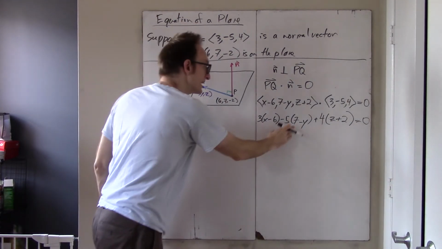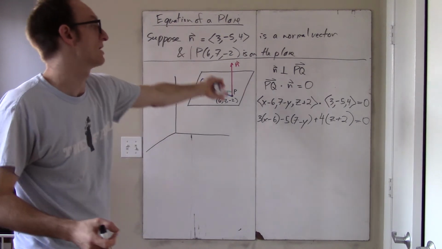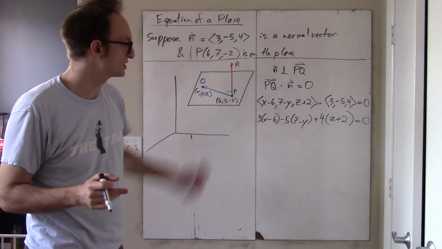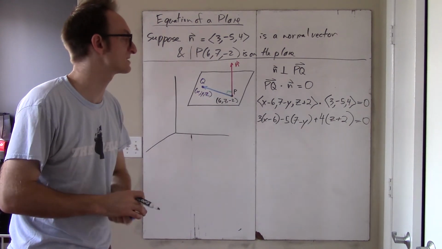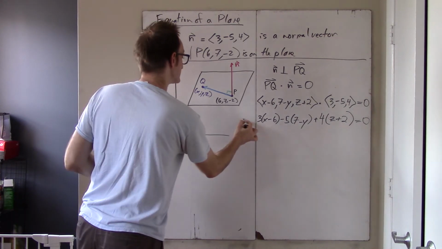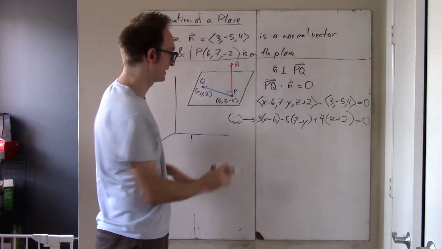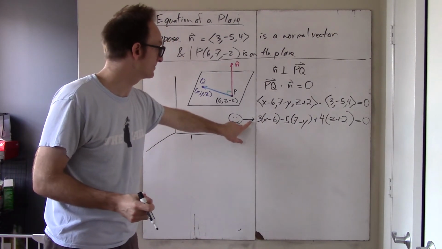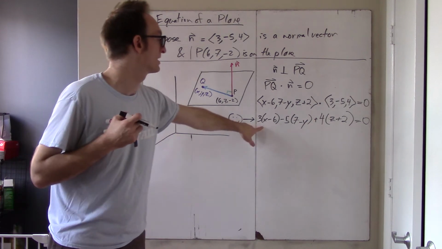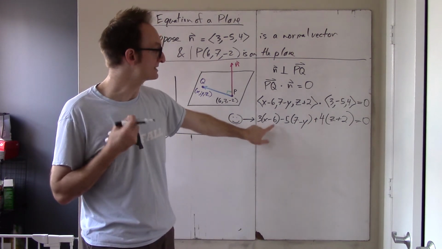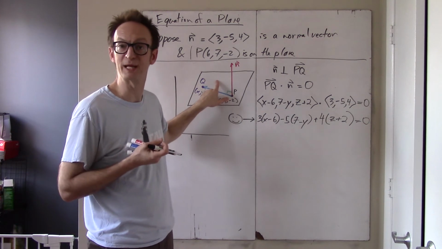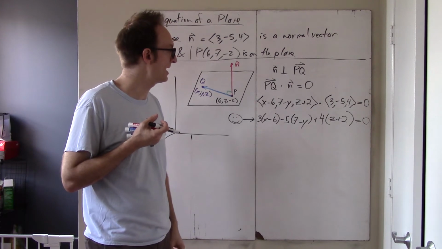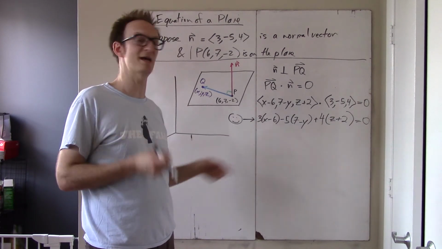Now I've succeeded, because I have just this simple line of algebra, a bunch of numbers and variables. I've made a statement, and if there is any x, y, z that satisfies this statement, then it must be on this plane. That's what it means to find the equation of a plane. If it's on this plane, it must satisfy this equation.